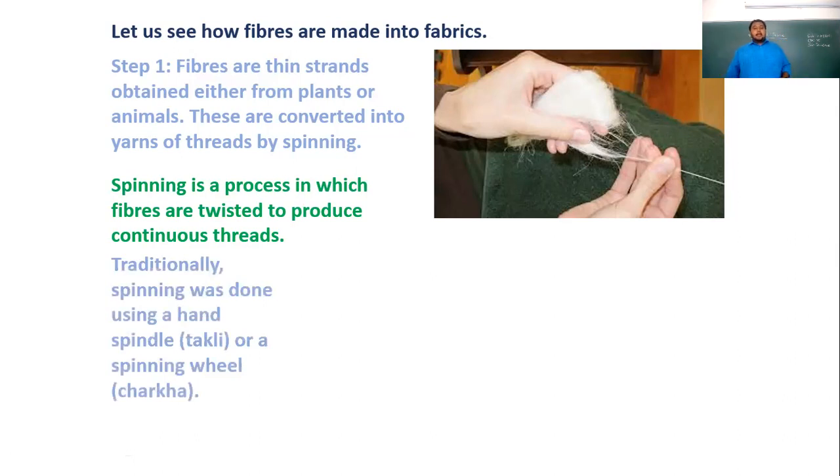Traditionally, spinning was done using a hand spindle. It is a traditional, old method, or done by a spinning wheel. It is also called charkha. This spinning wheel was used by the great Mahatma Gandhi.